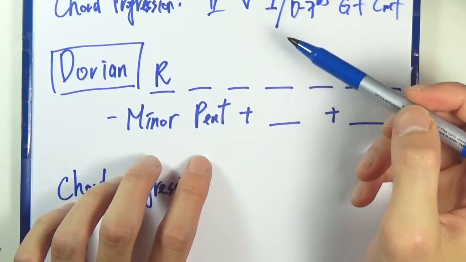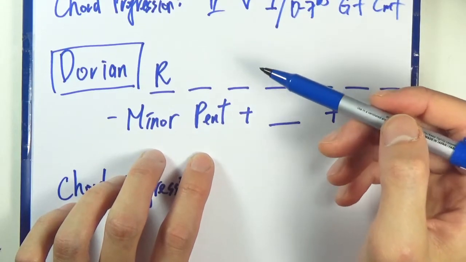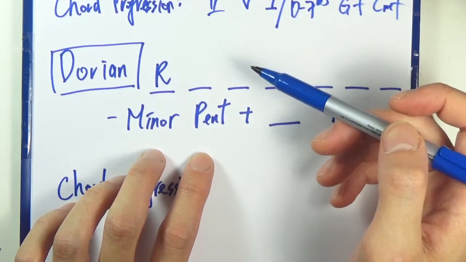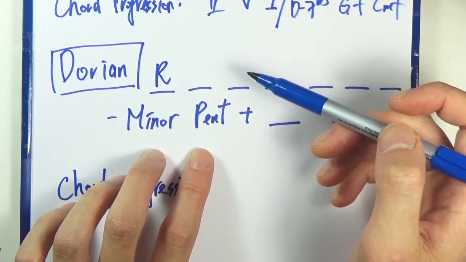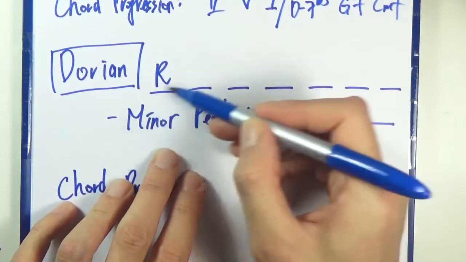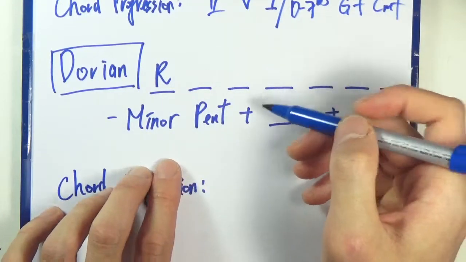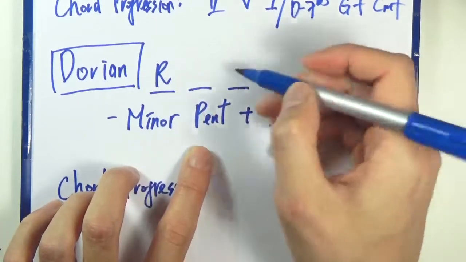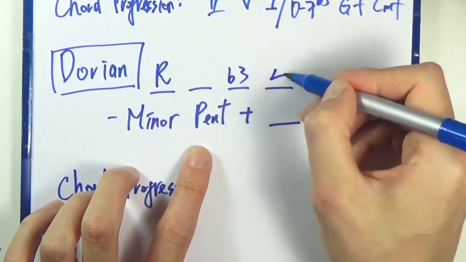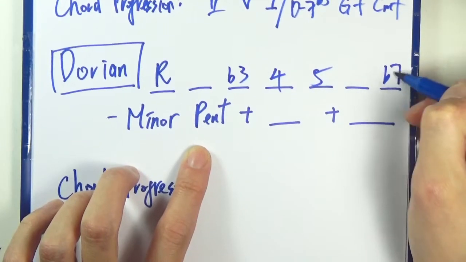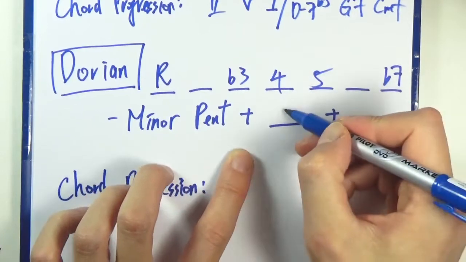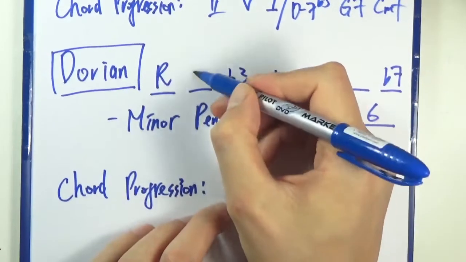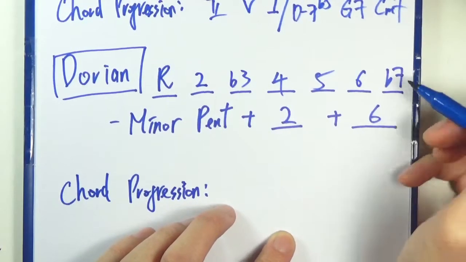First of all, minor pentatonic is really useful. If you play minor pentatonic over a minor sounding mode, it's always going to be right, but then you miss out the characteristic note. So it's always a good point to start. Let's write the minor pentatonic first: root, flat 3, 4th, 5th, and then flat 7. Okay. And then the Dorian scale is a minor pentatonic plus a 2 plus a major 6. So 2, major 6 here. All right.